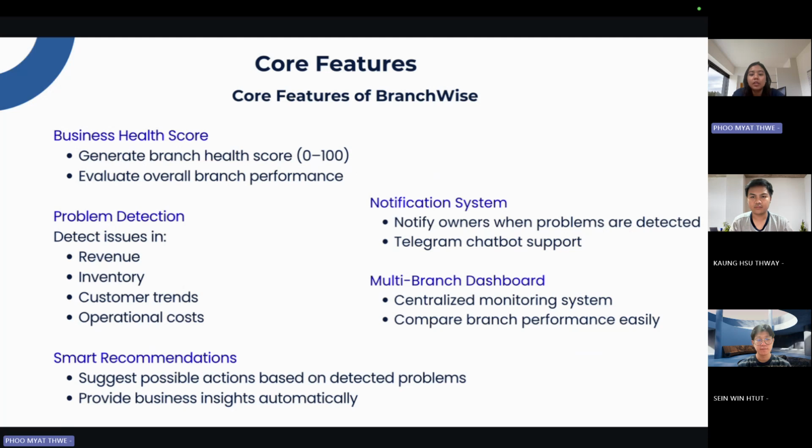The next one is the multi-branches dashboard. We are focusing on centralized monitoring, and the owner can see the multi-branches dashboard and realize where the problem is and which branch is having which problem. This is our core features.